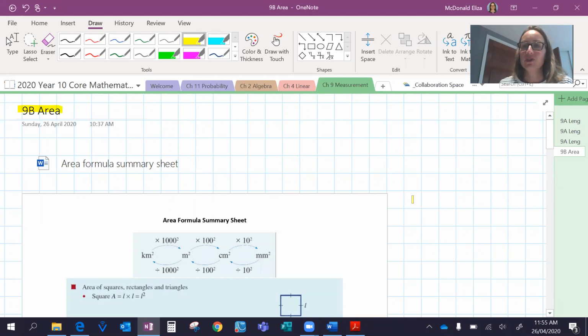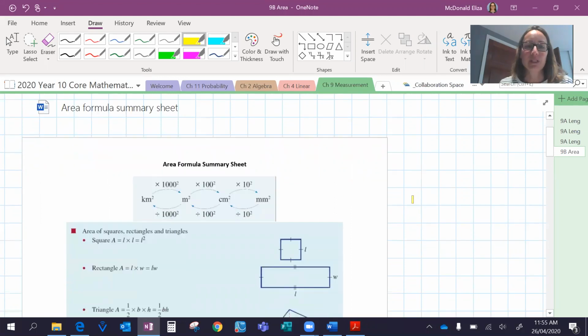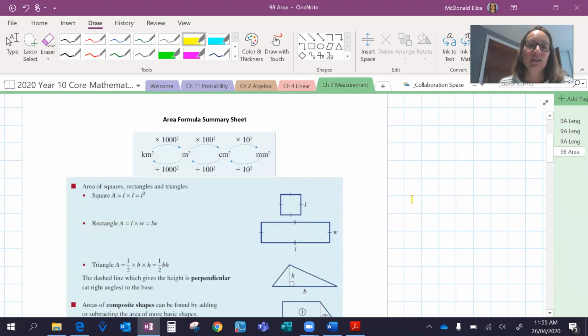The first thing I've got to show you here is the area formula summary sheet that I've created. It's available for you on your Teams page. So I would advise printing it out because you're going to use these formulas. We've got the area conversion here.